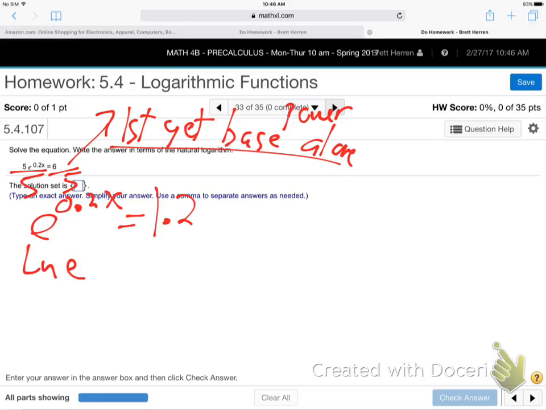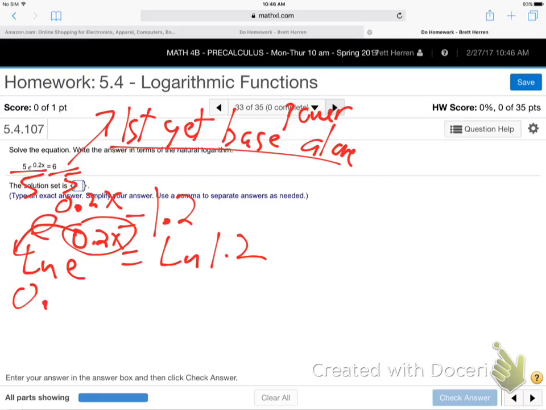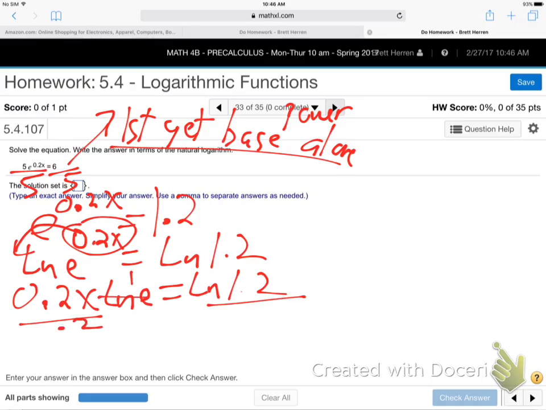So ln both sides, power comes down, like that. ln e, you know, that's just 1. So then just divide by the 0.2, and there x is a log. It's ln of 1.2 over 0.2, whatever that is. Does that make sense? So get rid of anything that's in front of the base power thing first, then ln both sides. Yeah, they want exactly that. They don't want a decimal.